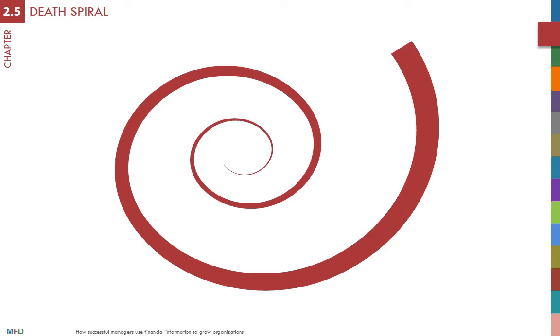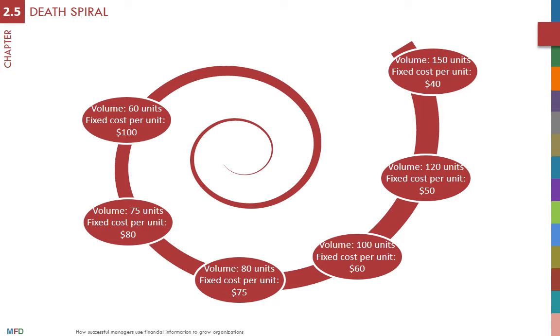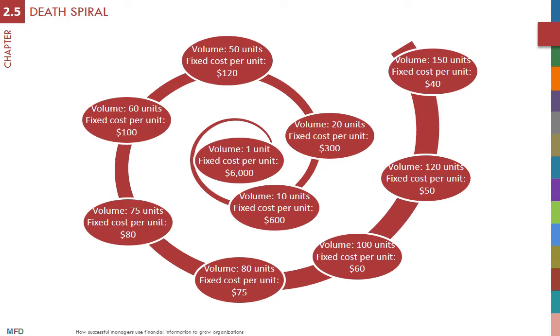For example, your fixed costs are 6,000 euros and you produce 150 units for a cost per unit of 40 euros. The following period, your volume drops to 120 units. If you divide by units, the fixed cost per unit increases to 50 euros. You may think now your products are more expensive and raise the price. Demand drops the following period to 100 units, and the cost per unit goes to 60 euros. As your volume drops, your fixed cost per unit increases.